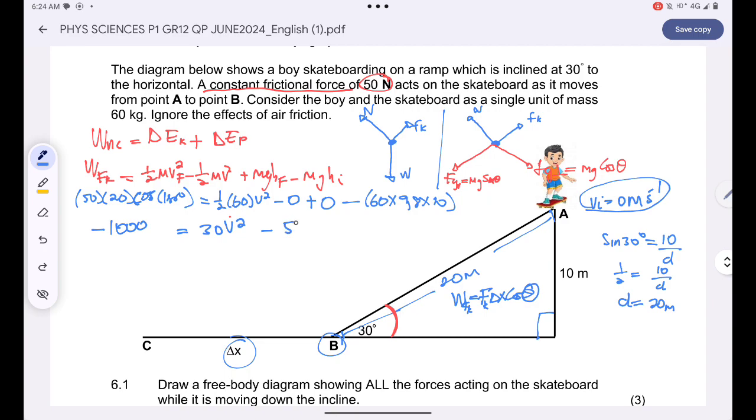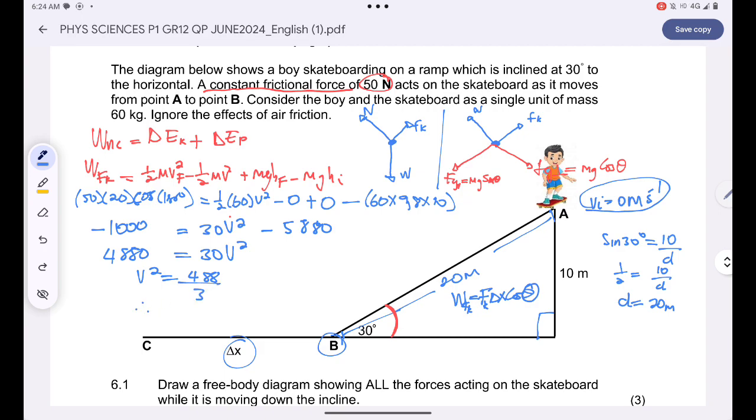minus 5,880. So whenever I take the 5,880 to the other side, it will be positive. I'll end up having 5,880 minus 1,000. This will give me 4,880 is equal to 30 multiplied by v squared. I can divide both sides by 30. Then v squared will simply be 488 all over 3.